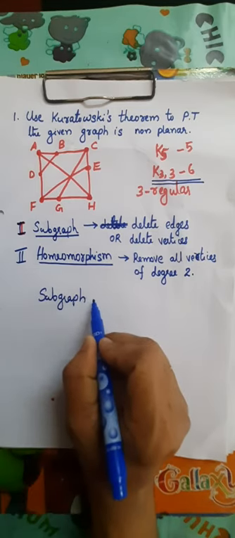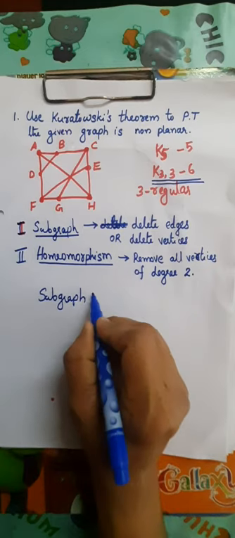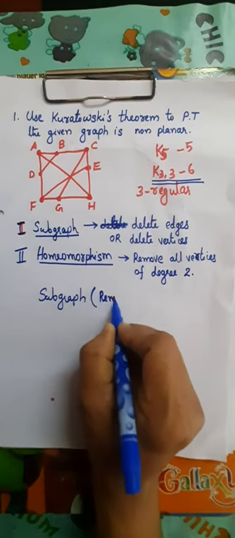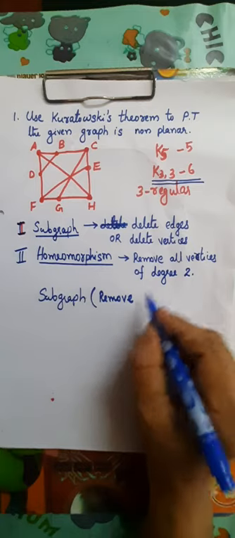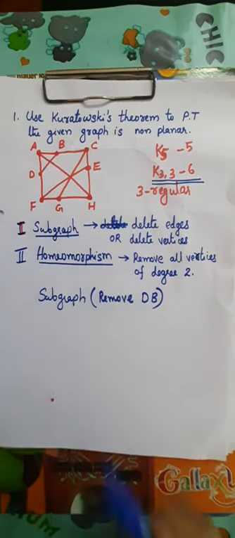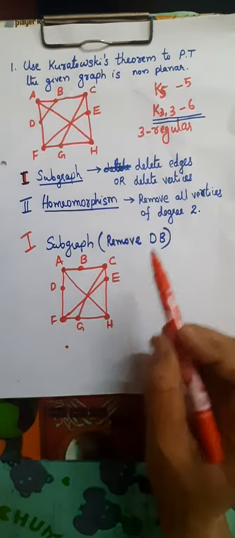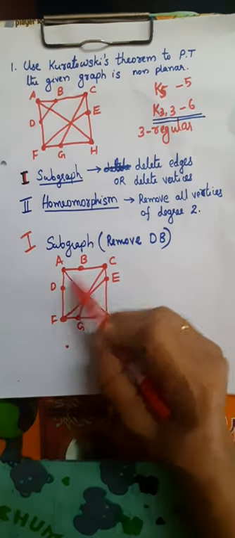Subgraph is obtained by deleting an edge. Okay, now the edge I am going to remove is edge DB. Remove edge DB, what happens? So this is a subgraph obtained by deleting or removing edge DB.